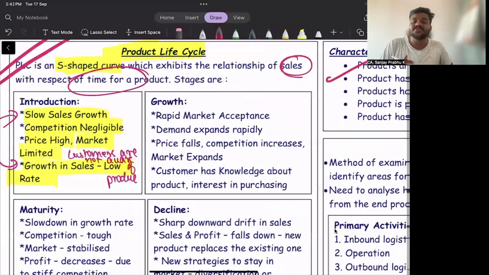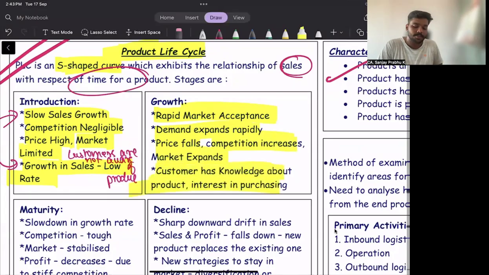Then comes growing stage. What happens in growing stage? We will do a lot of marketing and advertisements. So rapidly the market starts accepting my product. The demand of the product expands rapidly. Price will fall. Competition will increase, so in order to face the competition, I may be forced to sell my products at cheaper price. Price will fall. Market will expand.